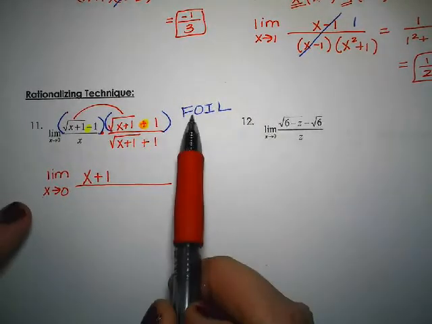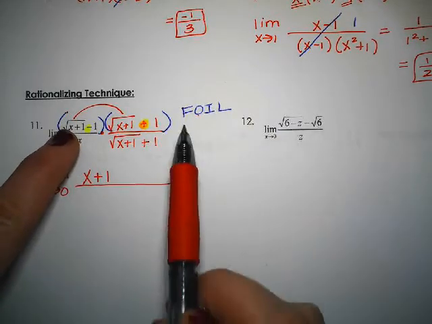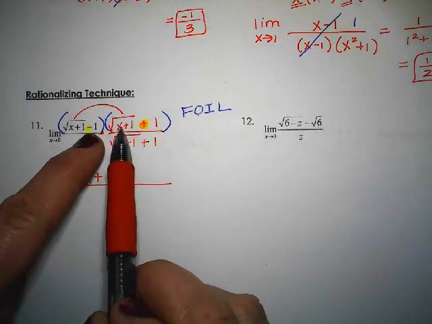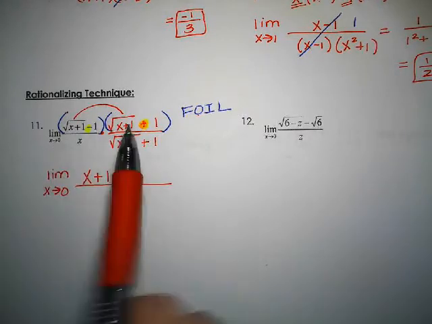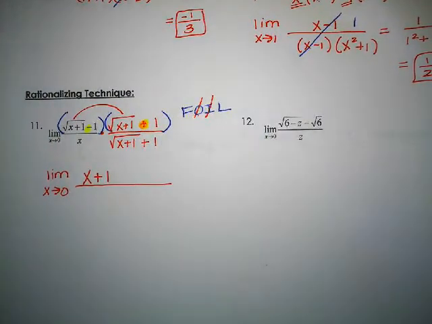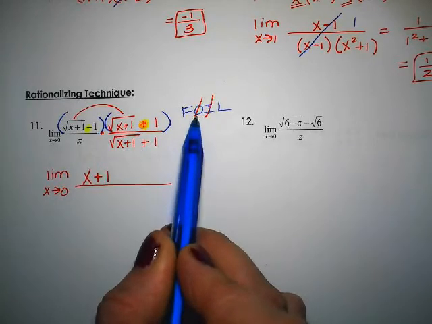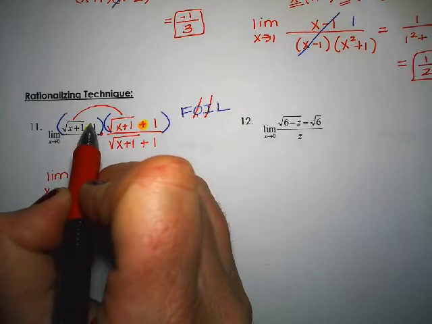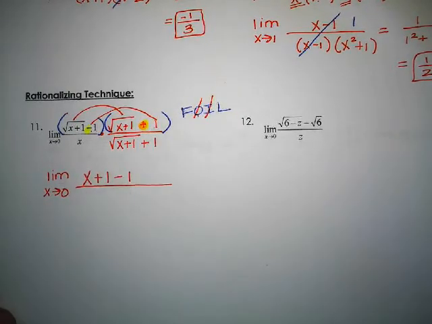If I try to do the outer term of the FOIL, I get the square root of x plus 1 times 1. And if I do the inner terms of the FOIL, I get the square root of x plus 1 times negative 1. And so what happens is the outer and the inner terms of the FOIL are always going to cross off when you multiply conjugates. So I don't even need to do those. I can jump right to the last. The last means multiply the last term here with the last term here. Negative 1 times 1 is negative 1.